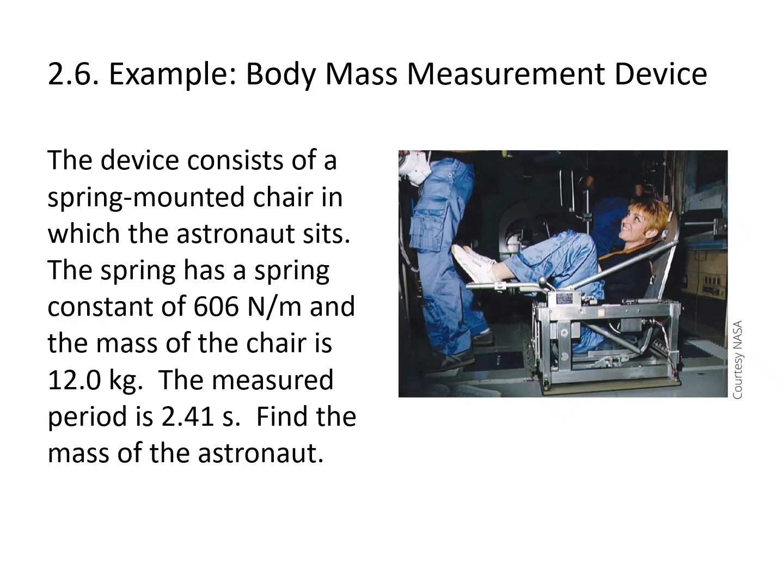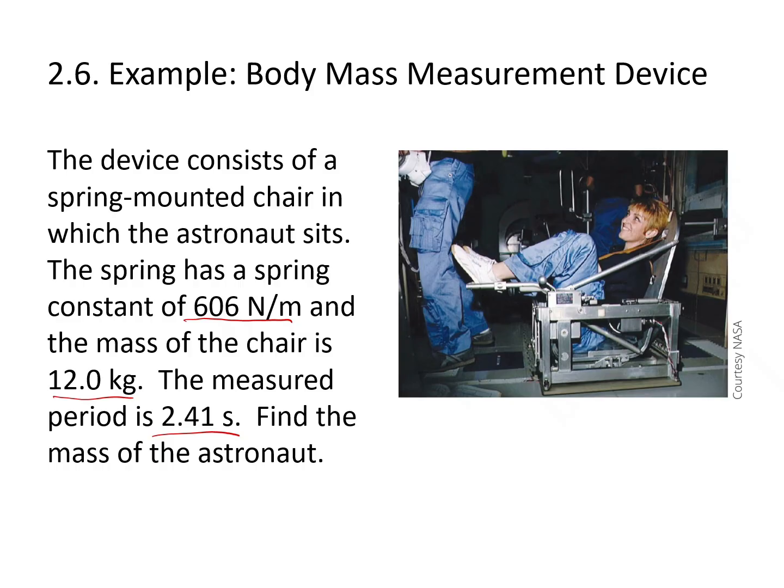We are given the spring constant, the mass of the chair, and the measured period. The spring constant is 606 newtons per meter. The chair has a mass of 12 kilograms and the measured period is 2.41 seconds. The question asks for the mass of the astronaut.